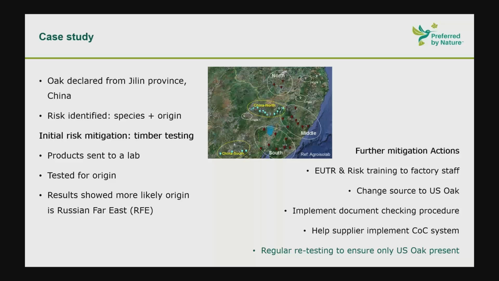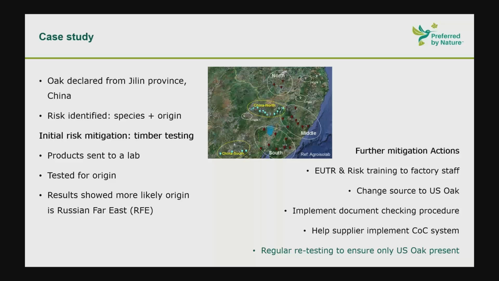That's something that has a high-risk profile. So the initial risk mitigation that the company did was timber testing, right? So cross-checking species and origin information, because the level of trust was really not strong enough. So they sent the product to a lab, and the results showed that the most likely origin was more the Russian Far East than China. Okay, so here they have come upon a case where the origin that they've identified was probably not the right origin. And it was from a different country, so different country, different legislation in place.